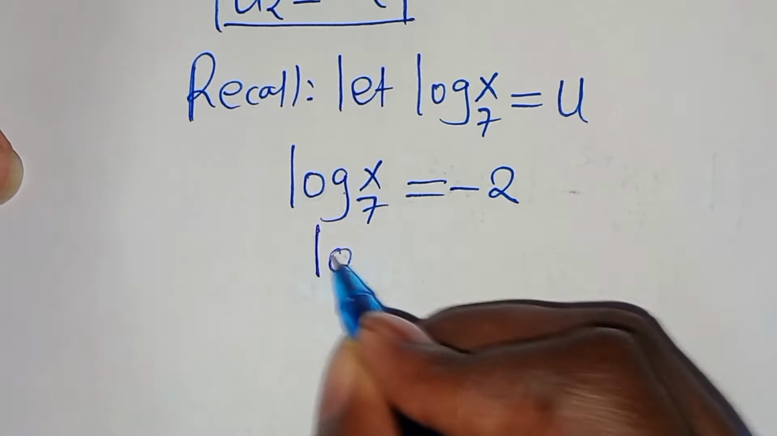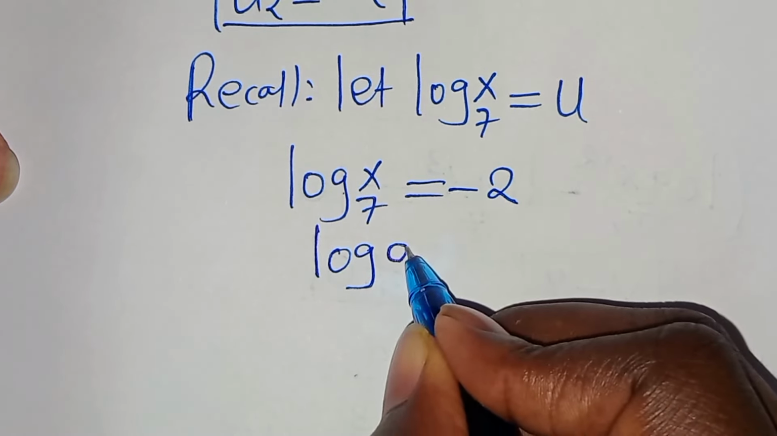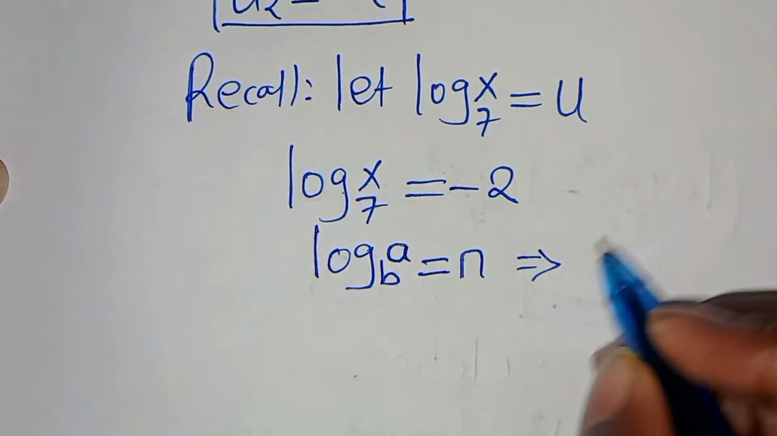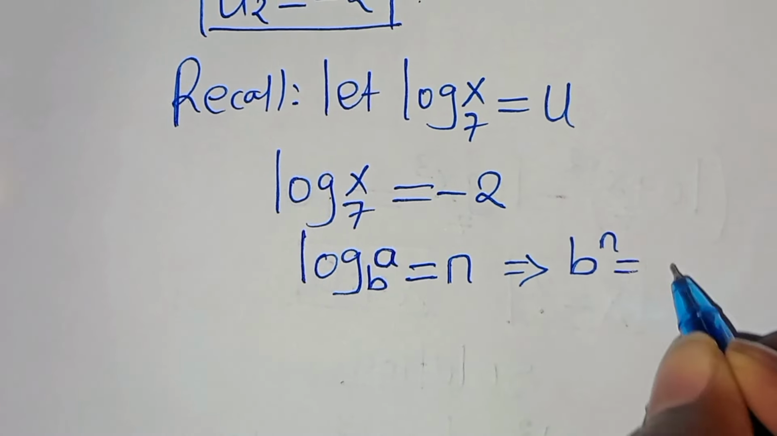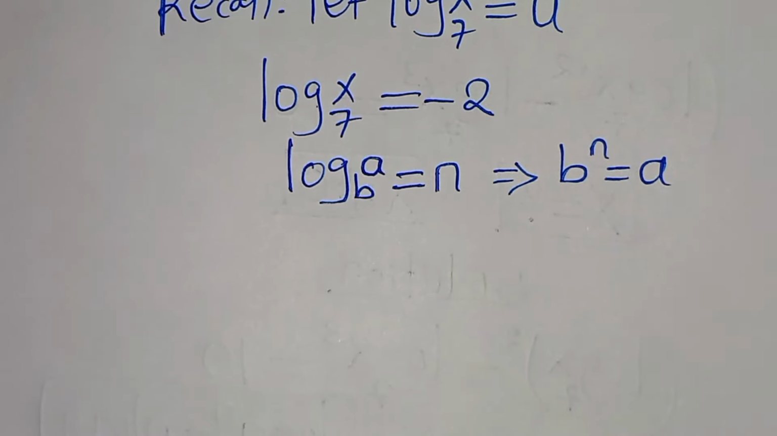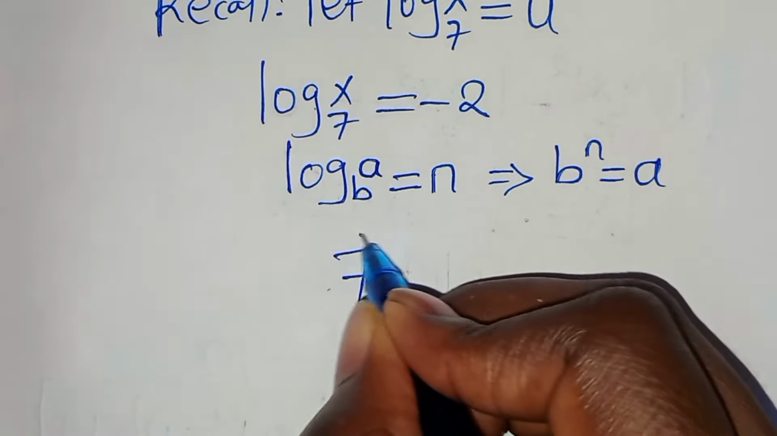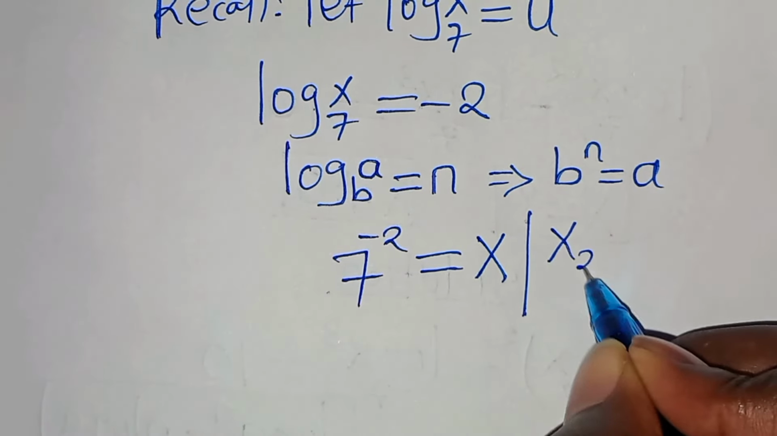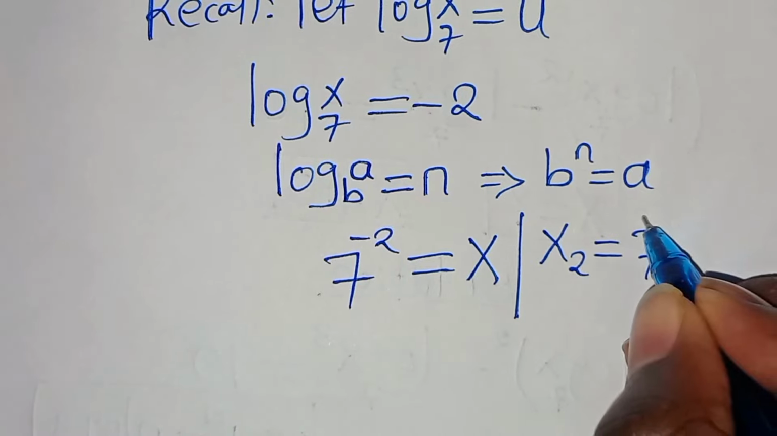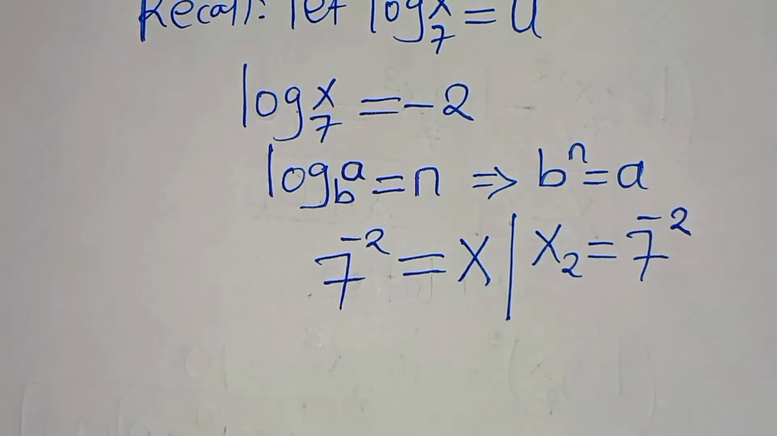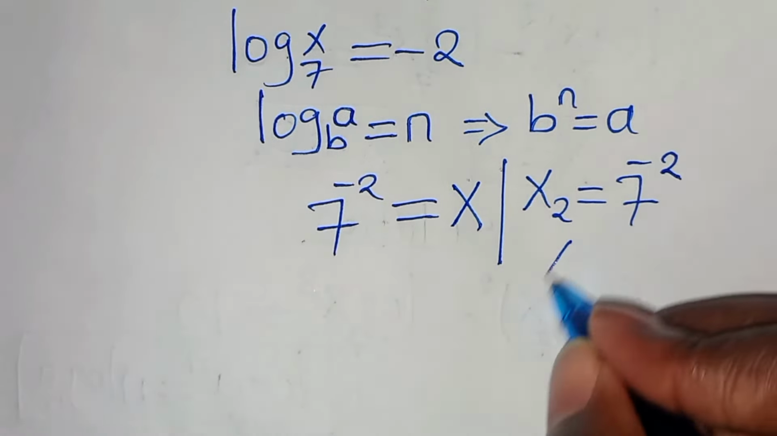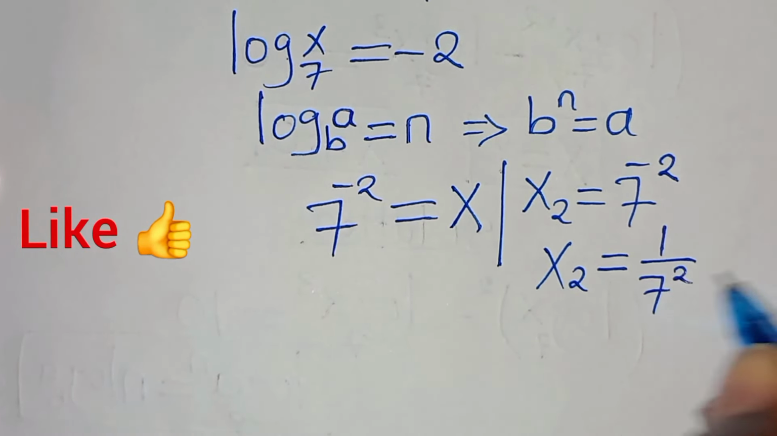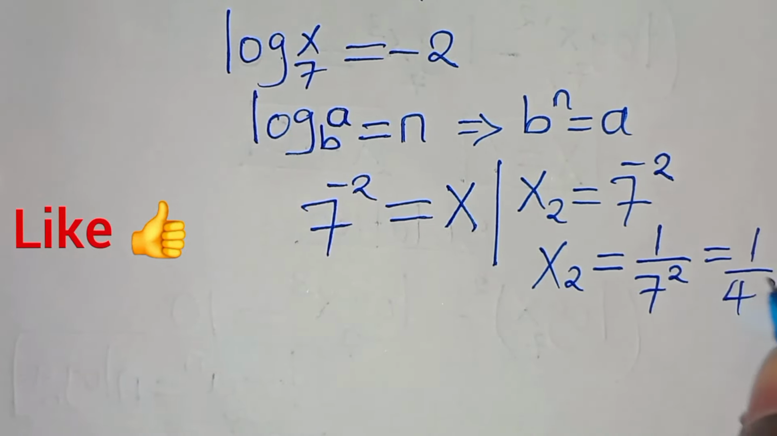Now we have that log a to base b equal to n can be expressed as b to the power of n equal to a. So in this case here, we have that 7 to the power of minus 2 is equal to x. And this implies that x2 here is equal to 7 to the power of minus 2. And this implies that x2 is equal to 1 over 7 to the power of 2, and this is equal to 1 over 49.